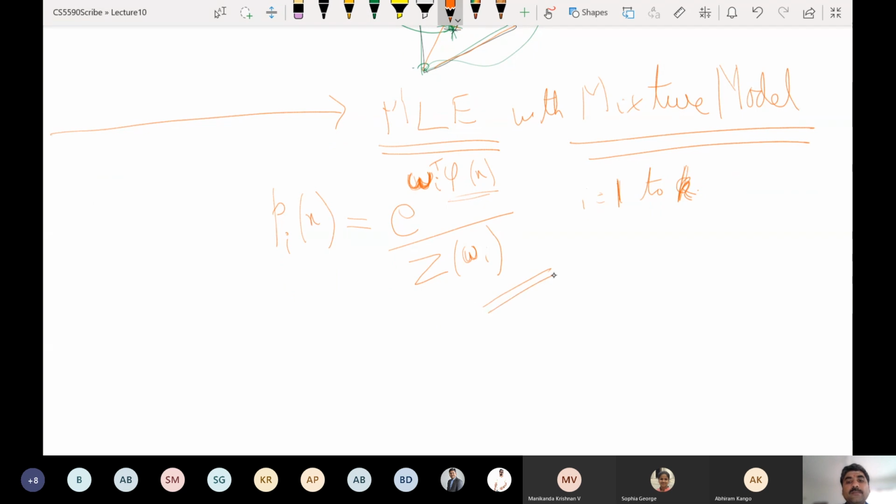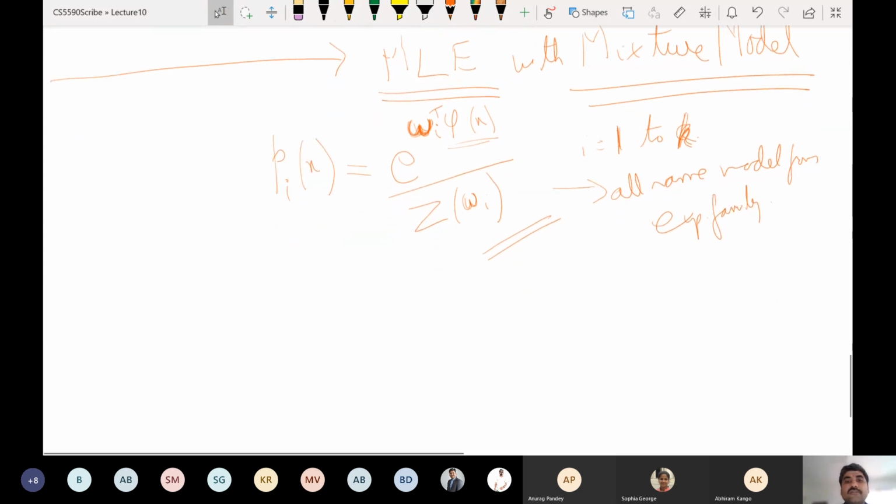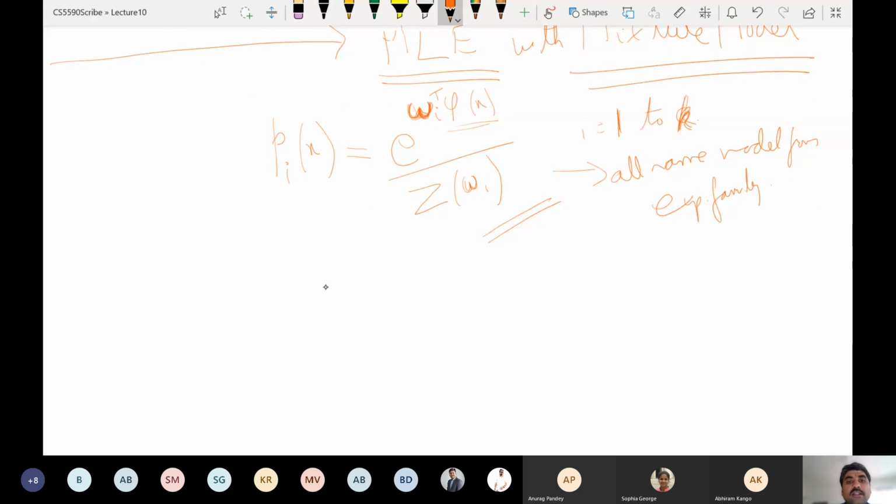So is this part clear? How am I choosing the component models? Yes, sir. All the same model from the exponential family. That's how I'm choosing, and that's generic enough. Next, what are the other variables? The other variables are the alphas. What are the constraints on the alphas? They should all be greater than or equal to 0 and they should add up to 1.